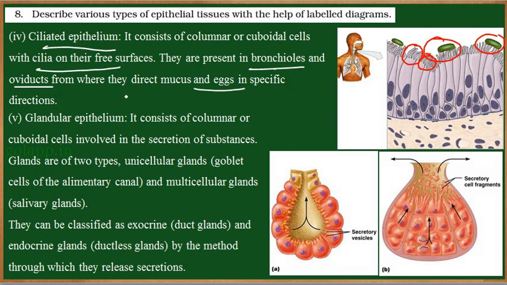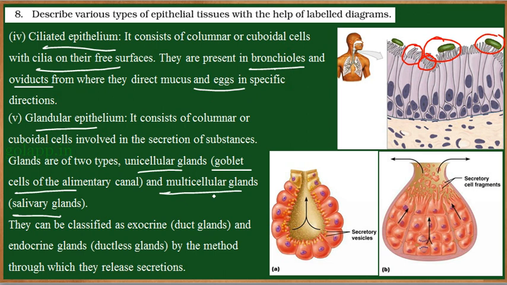Now, many of the epithelium cells which are involved in secretion of substances are called glandular epithelium. Now, these glandular epithelium can be unicellular. For example, goblet cells in the alimentary canal are called unicellular glands. It is made up of one cell. Or it can be multicellular, as in the case of salivary glands.